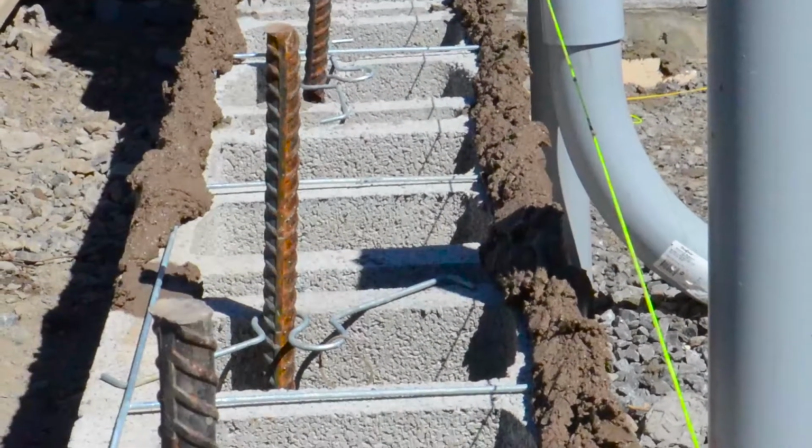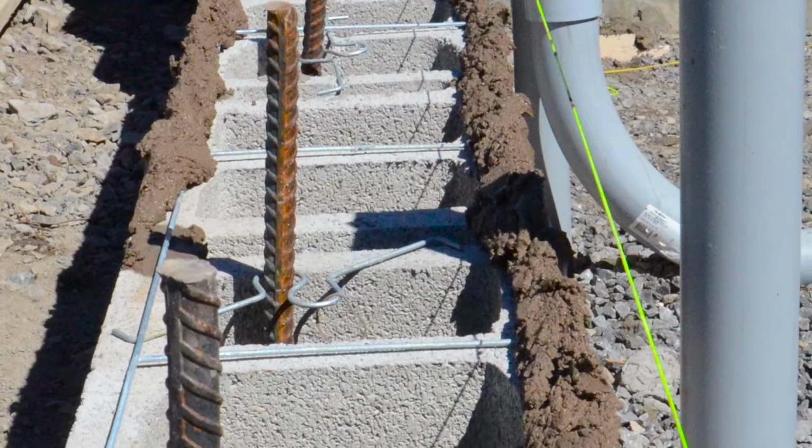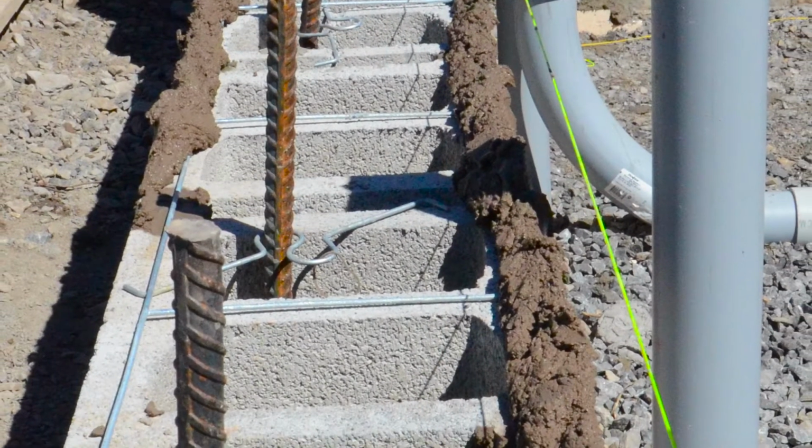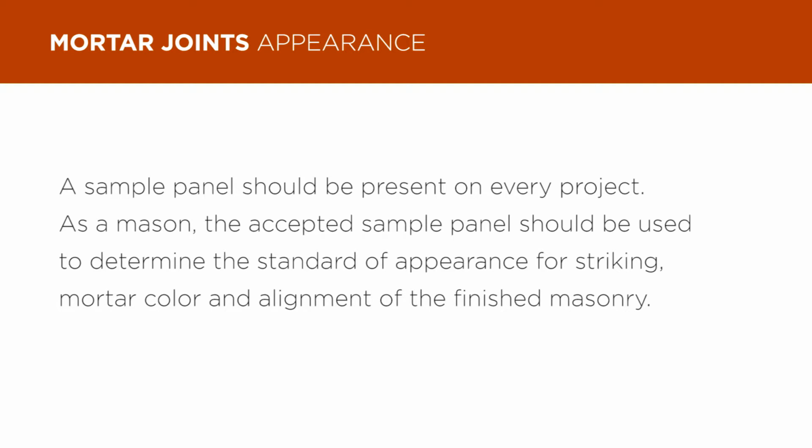Placement, positioning, and lap requirements for joint reinforcing will be covered in a later module. Mortar joint appearance has a large impact on the perceived quality of the installation. A sample panel should be present on every project. As a mason, the accepted sample panel should be used to determine the standard of appearance for striking, mortar color, and alignment of the finished masonry.